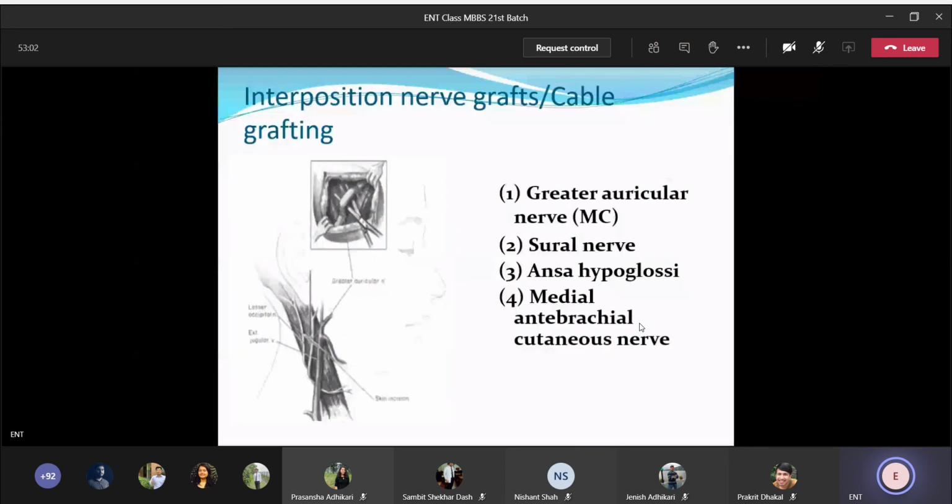Cable grafting means taking a segment of another nerve and grafting it to the facial nerve, like the greater auricular nerve, most commonly used, sural nerve, ansa hypoglossi, and medial antebrachial cutaneous nerve. These are the nerves from which we can take the graft and reposition it to the facial nerve.